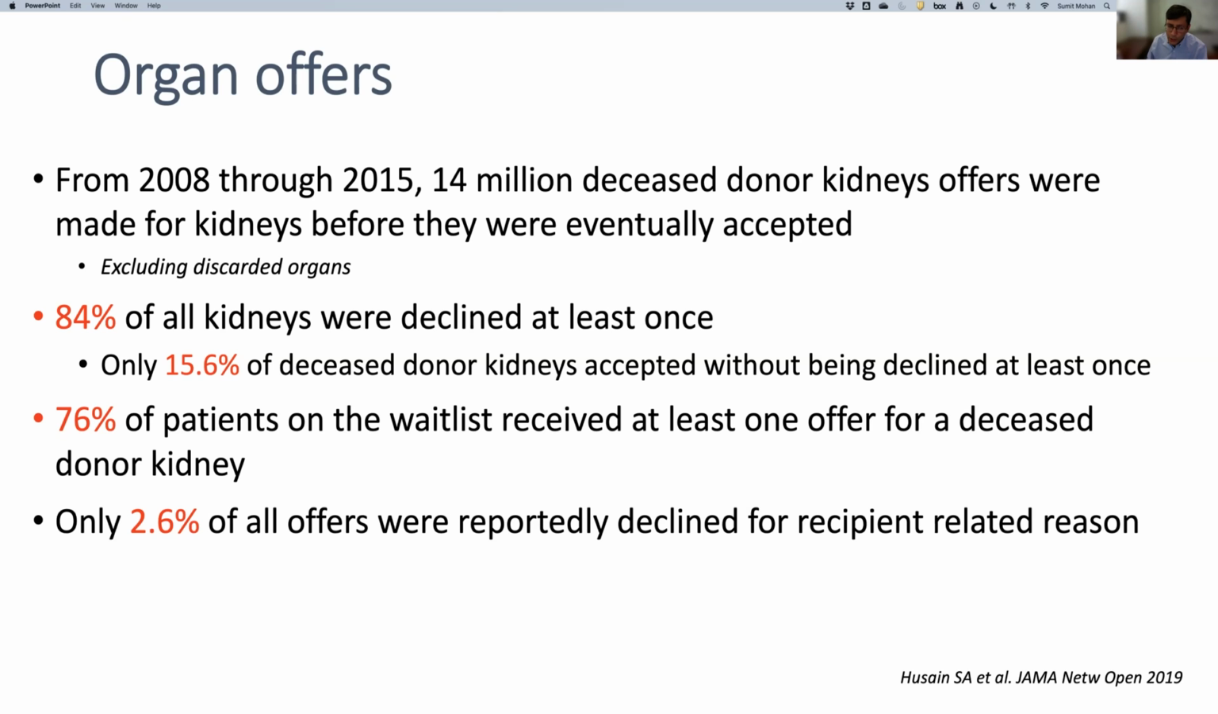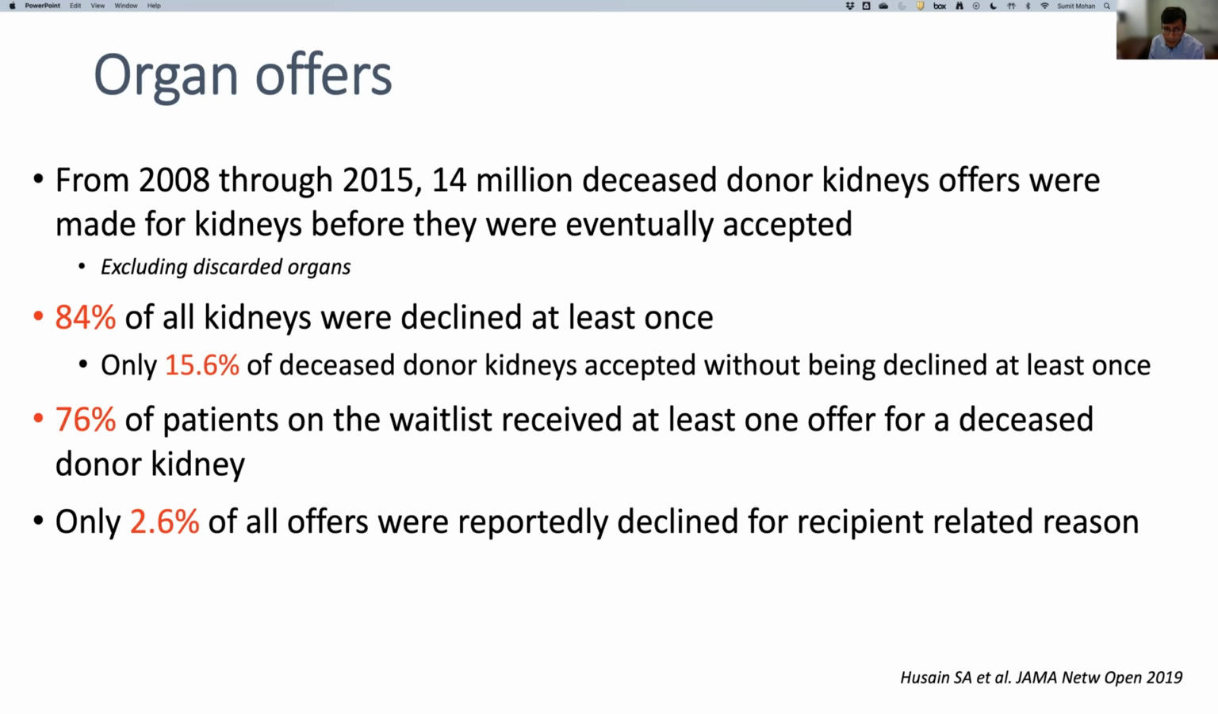And when you turn down kidneys so often, what essentially happens is by the time we finish running our analyses, 3/4 of every patient on the wait list had received at least one offer for a deceased donor kidney, an offer that they were probably unaware of. Fewer than 3% of offers are declined for a recipient-related reason, almost.